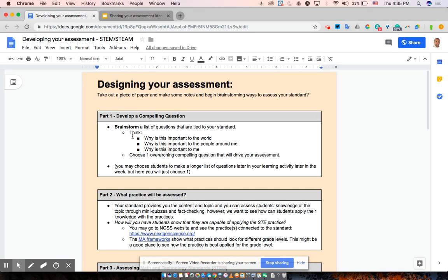Why is this important in the world? Why is this important to the people around me? Why is this important just to me? So you could start to develop a question that might really not be just important to the standard, but to the world, the people around us, and to ourselves as well, or to your students. And then you'll choose one overarching or compelling question that will drive your assessment.